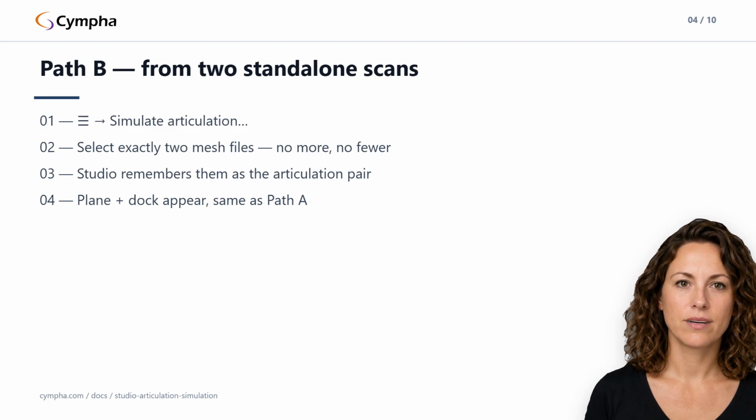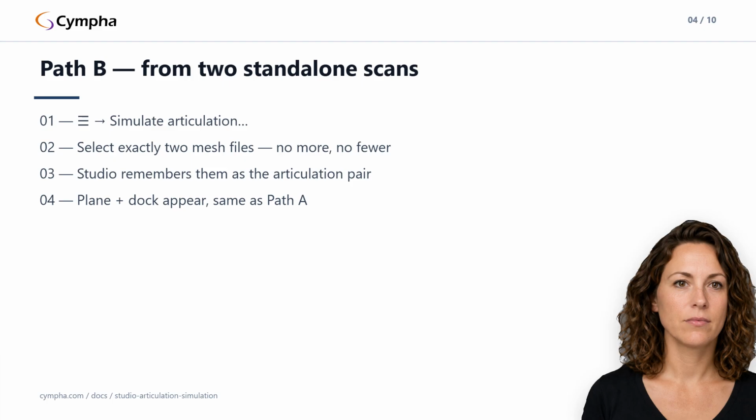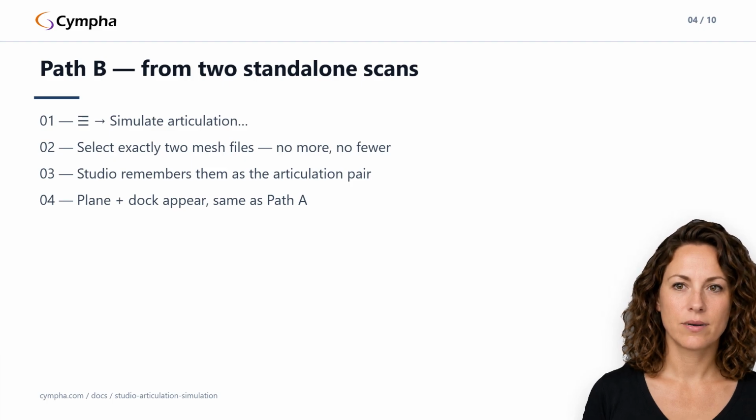And that remembered pair pays off later. If you close the dock or wander off to do other work, you can come back and click the articulation icon on the top toolbar to reopen the simulation without the file picker, as long as both meshes are still present in the scene.